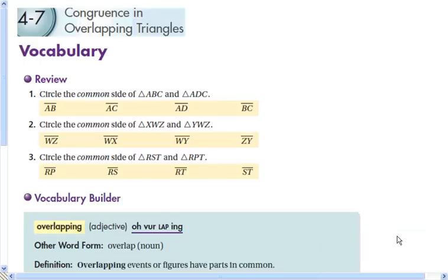Hey class, this is lesson 4.7, congruence and overlapping triangles. You will learn how to identify congruent overlapping triangles and to prove two triangles congruent using other congruent triangles. Go ahead and pause if you want, and we'll do the vocab.